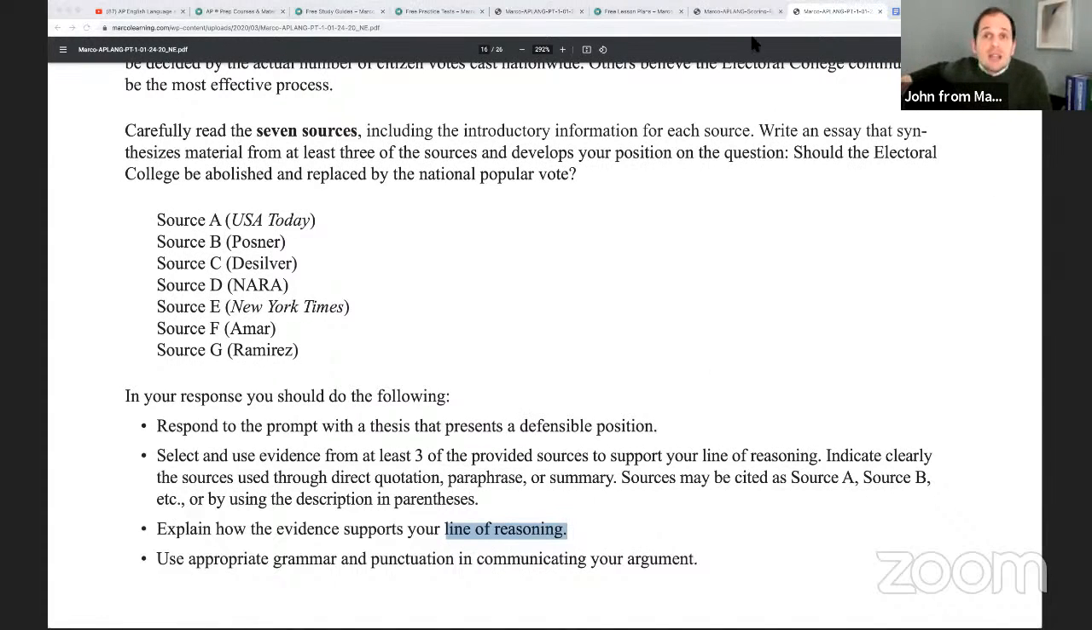I believe it because it's outdated and unhelpful, and I don't think it's reflective of the country we should be. Oh, okay, then that's my line of reasoning. That's the basis of my claim. And so how does my evidence support that? Well, source A supports it in this way. Sources C and D contribute this. Although source E says something, it still is the case that the Electoral College should be abolished, and that's backed up by source F. Conclusion, wrap it all up, right?